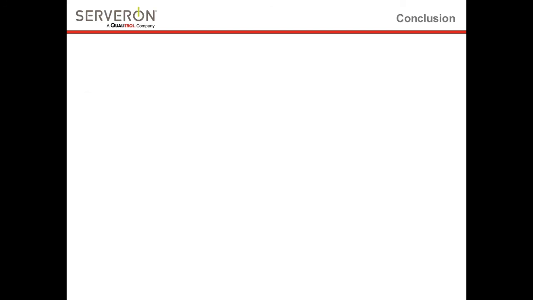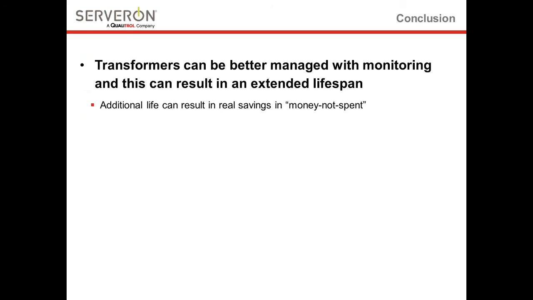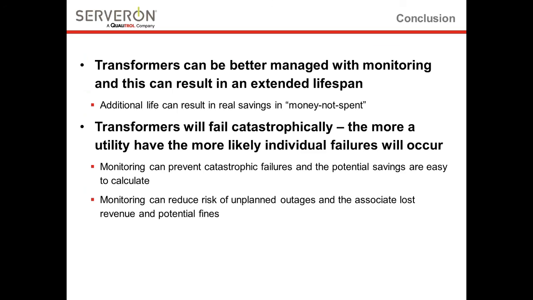So in conclusion, transformers can be better managed with monitoring, and this can result in an extended lifespan. The additional life can result in real savings in money not spent value. Transformers will fail catastrophically. There's almost no doubt about that. And the more transformers a utility has, the more likely individual failures will occur. But monitoring can prevent catastrophic failures by giving you insight into what's happening in the transformer, and the potential savings are relatively easy to calculate.